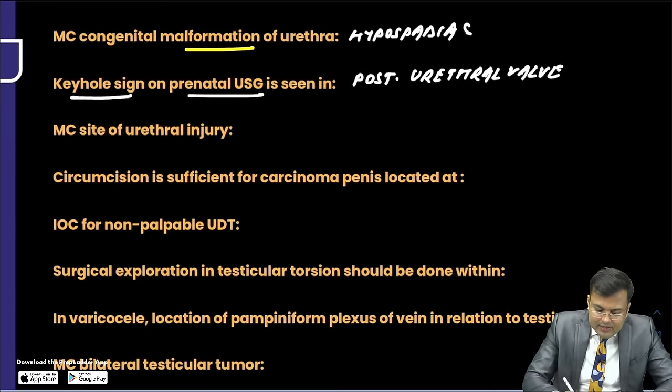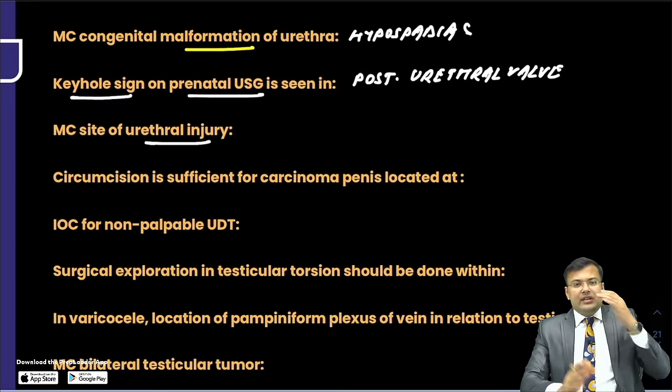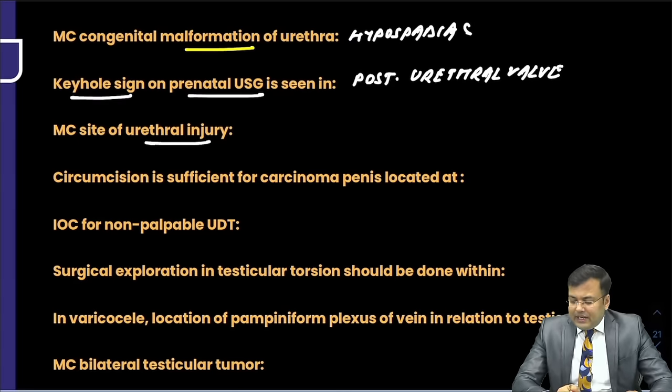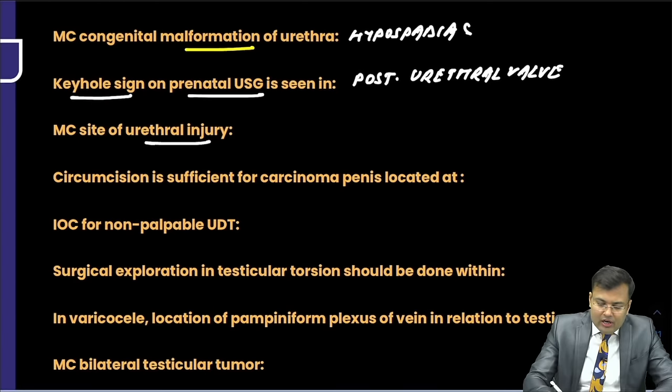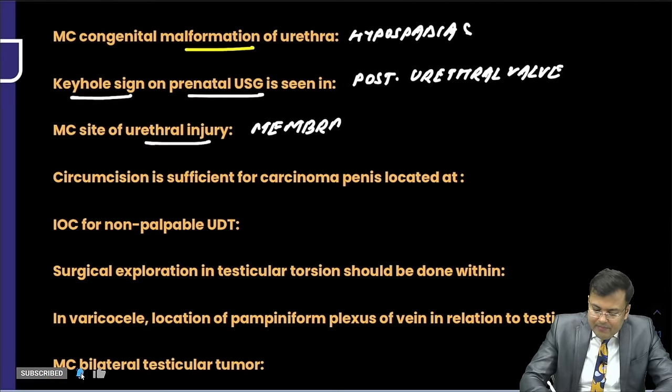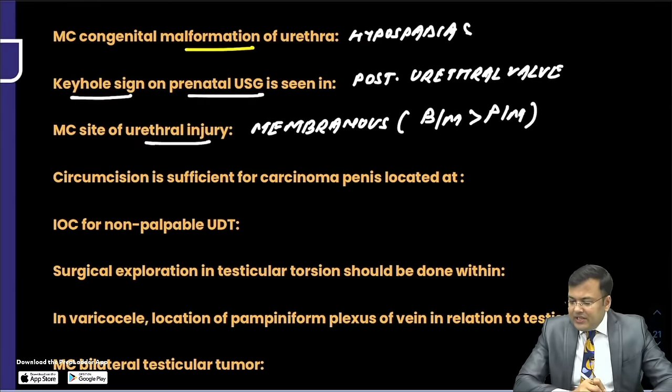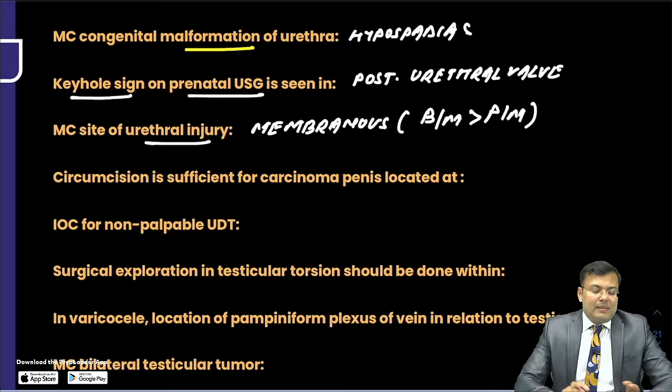Very good. Next, most common site of urethral injury. Is it anterior urethra or posterior urethra? Obviously posterior. In posterior, which urethra? Membranous or prostatic? Membranous, all of you are correct. And in membranous urethra, which junction? It is bulbomembranous followed by prostatomembranous.